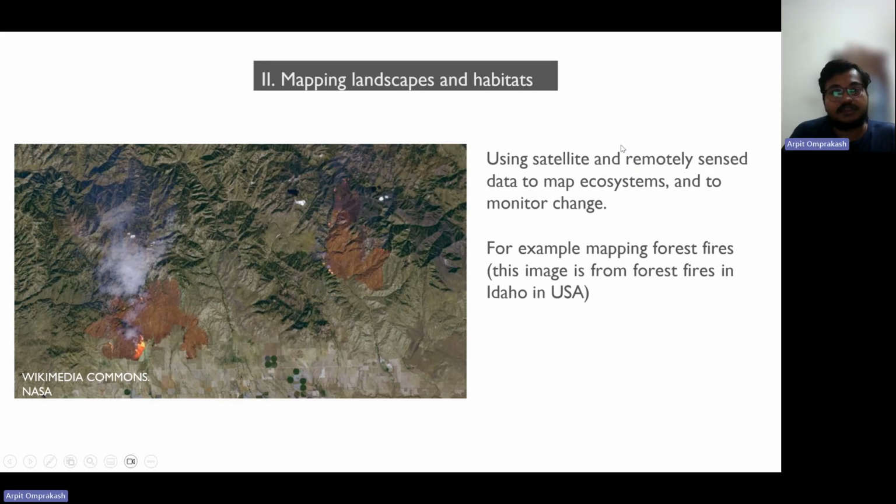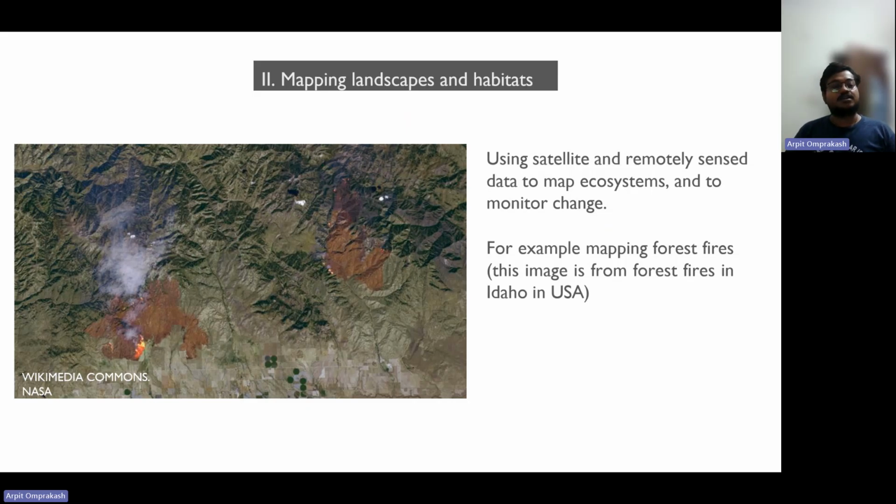The second thing is mapping landscapes and habitats, using satellite and remotely sensed data to map ecosystems and to monitor change. This is a satellite image showing forest fires occurring in Idaho in the USA. You see the kind of data we have here, the spatial coverage of the data. There's a huge area on the map showing how the forest is burning. But if you were to go on land and collect data on where all the forest fires are happening, it might not even be possible.